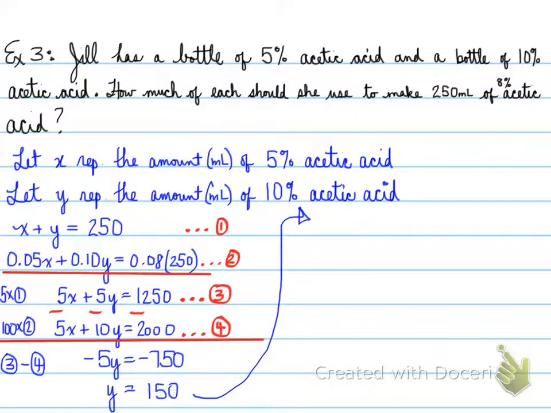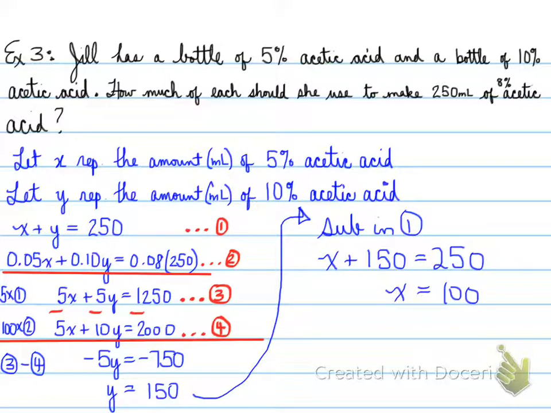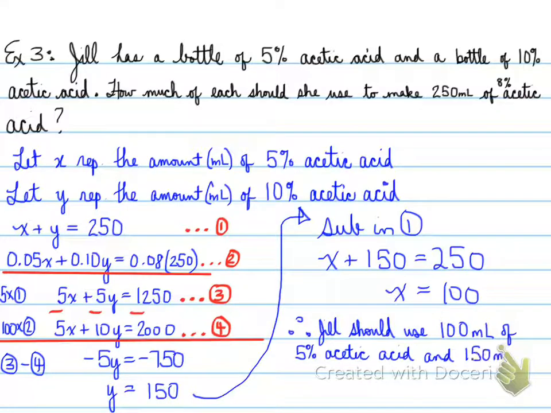Well, we need to find the other value. We're going to substitute into equation 1, and we find out that X is equal to 100. Now, once you do that, you can check it if you want. And then finally, our last statement is going to be, Jill should use 100 milliliters of 5% acetic acid and 150 milliliters of 10% acetic acid, because Y is 150, that's your 10%, and your X is 100, that is your 5%. And you just give me a therefore statement.